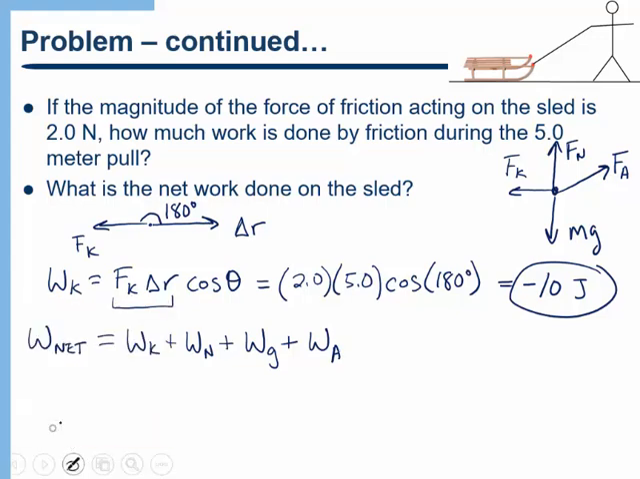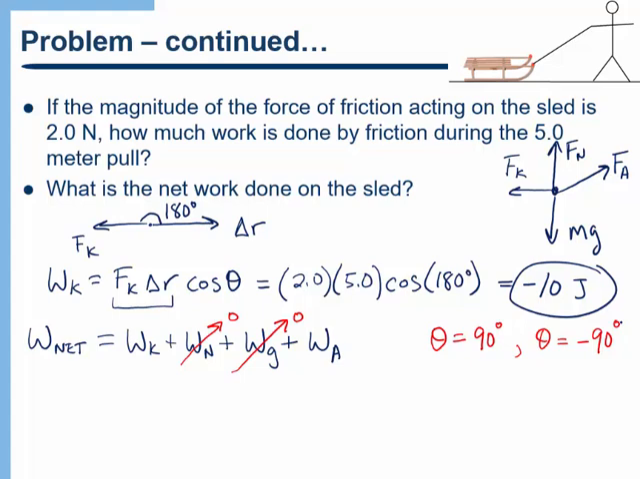Hopefully you realize that both the work done by the normal force and the work done by gravity are 0 here. The reason is that in both cases theta is either 90 or negative 90. The angle between the normal force and the displacement is 90, and the angle between the force of gravity and the displacement is negative 90. That's why both of those are 0, because we're taking the cosine of 90 or negative 90 degrees.